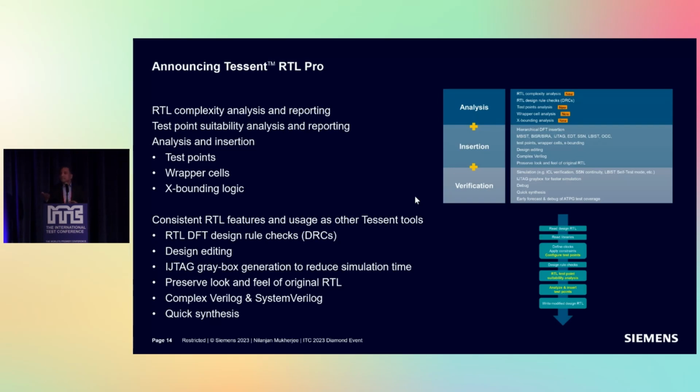And then it does the analysis and insertion of the test points, wrapper cells, and X-bounding logic. And this is actually consistent with some of the RTL DFT capabilities that exist across all the Tessent tools. So today, our tools already allow you to do design rule checks. It allows you to do design editing. And it also generates things like IJTAG gray box that simplifies the view of your design, which allows you to speed up the simulation.